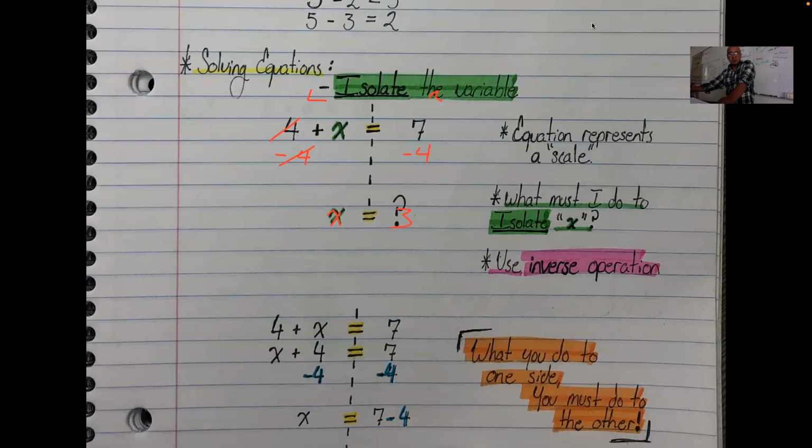Notice what happens whenever I put a 3 in place of x. Is 4 plus 3 equal to 7? It is. So I know that 3 is a solution for this equation.